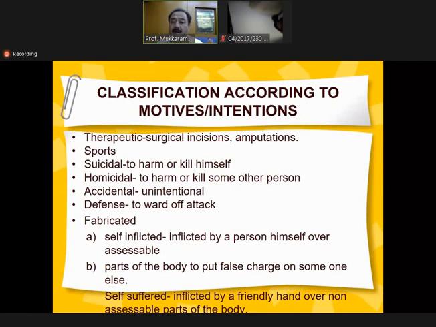There are accidental wounds which are unintentional, like at the time of Eid, or you are just cutting, or you are not having a proper idea about how to cut.